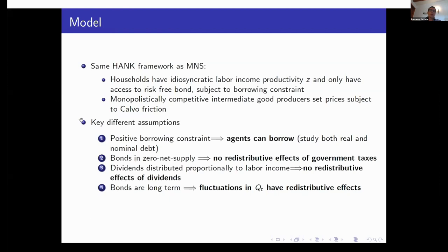And as anticipated, the key different assumptions that we make are the following. First of all, we assume a positive borrowing constraint so that households can also borrow. Then we assume that bonds are in zero net supply so that there are no redistributive effects of government taxes. And we also assume that dividends that arise from monopolistic competition are distributed proportionally to labor income. And I will show that this implies that there are no redistributive effects of dividends, because these effects can be very strong in HANK and drive the results. And finally, we introduce long-term bonds to study the redistributive effects of fluctuations in bond prices. Q_t is the price of long-term bonds.